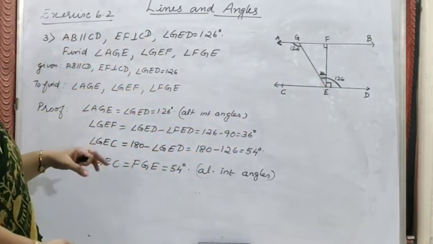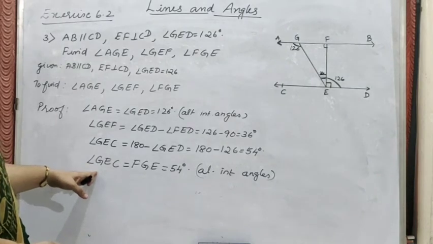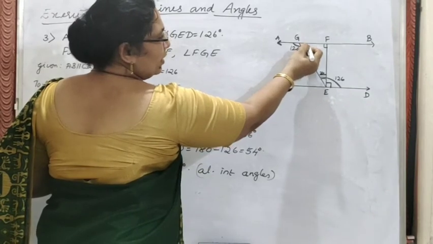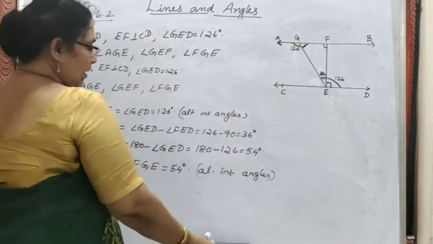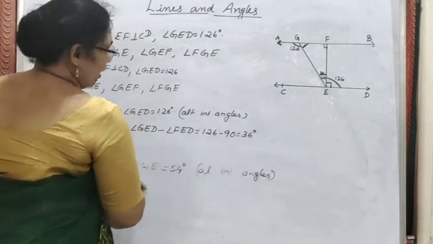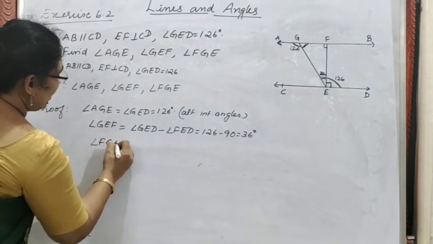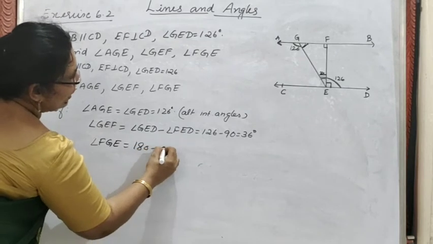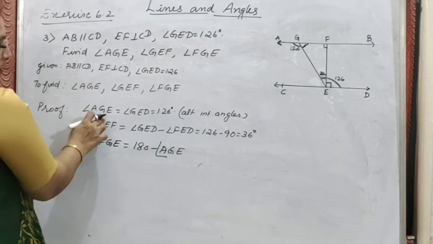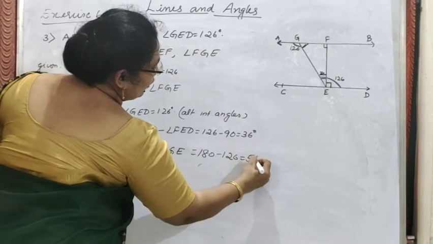Now one more question is left. What is that one? FGE. FGE we have to calculate. Before that we can calculate FGE, here also we can calculate. See, it's a linear pair, right? That is the easiest one here. So FGE can be calculated as, I'll write once again, FGE equal to 180 minus AGE. Angle AGE we got 126, so 180 minus 126 equal to 54 degrees.